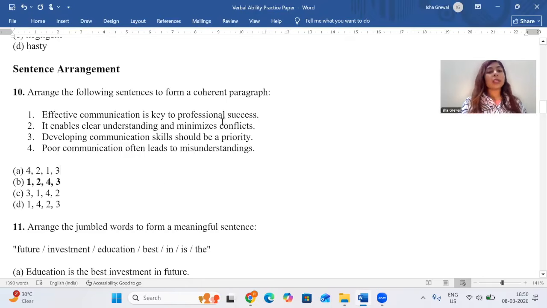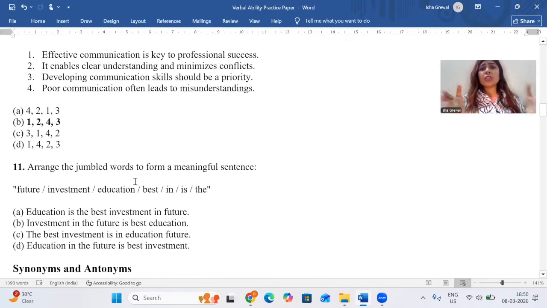Effective communication is a key to professional success. It enables clear understanding and minimizes conflicts. Then it says poor communication often leads to misunderstandings. Developing communication skills should be a priority. So this is your correct answer.